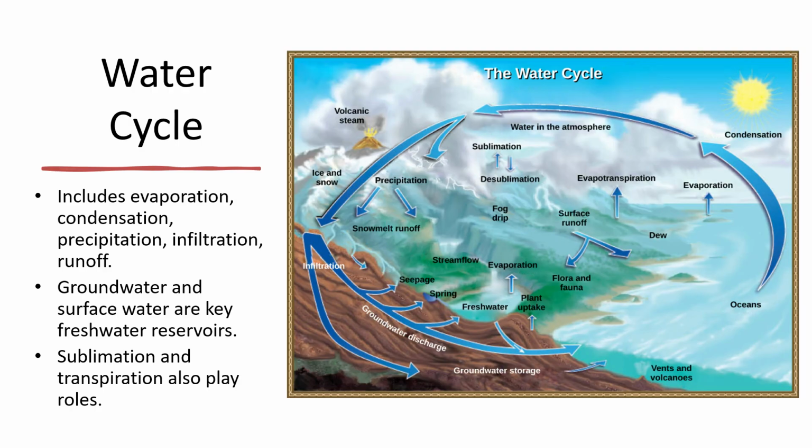The water cycle moves water between the atmosphere, land, and oceans through processes like evaporation, condensation, precipitation, infiltration, and runoff. Sublimation, ice turning directly into vapor, and transpiration from plants also contribute. Groundwater and surface water are important freshwater sources.